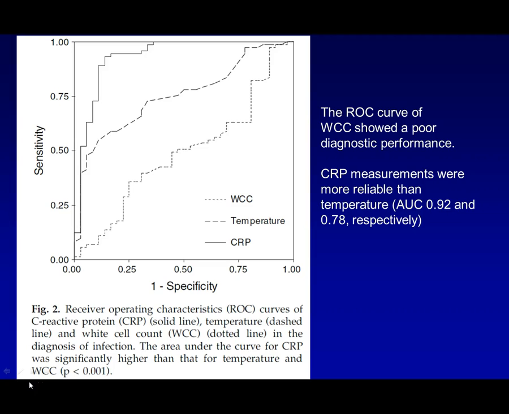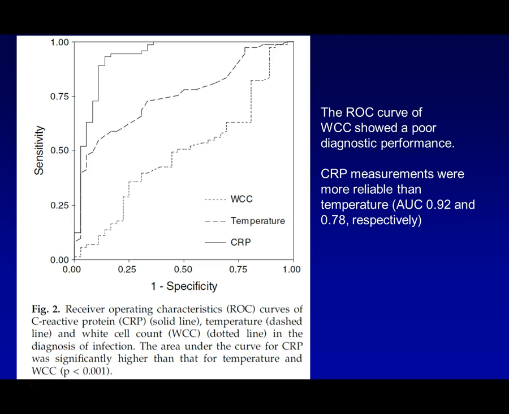This slide shows the ROC curve of C-reactive protein on the solid line, the temperature, the dashed line, and the white cell count, the dotted line, in the diagnosis of infection. We see that use of the white cell count is not a very good measure of infection. The use of temperature is slightly better, but the best is the use of the CRP. This shows us that an ROC curve can be used to find the best test to detect a disease.